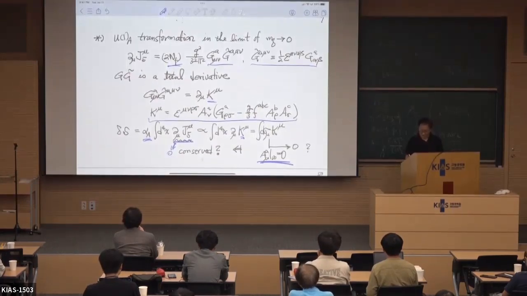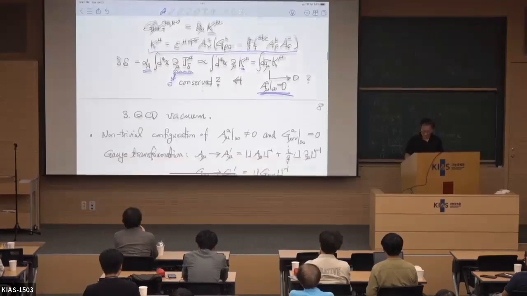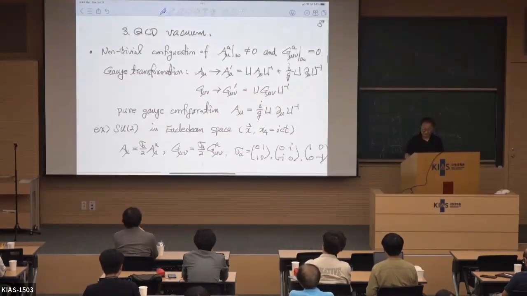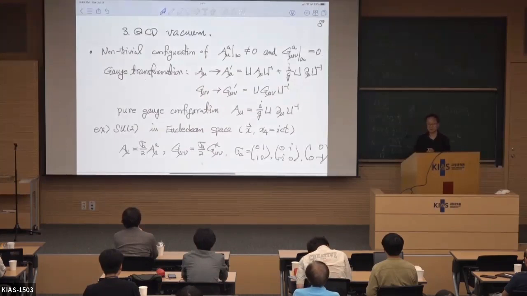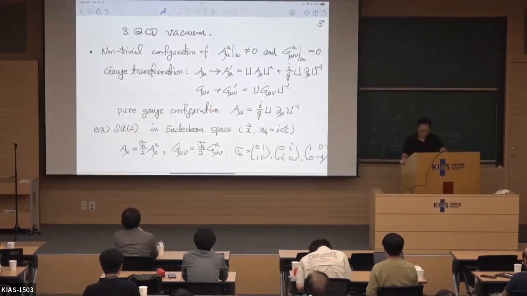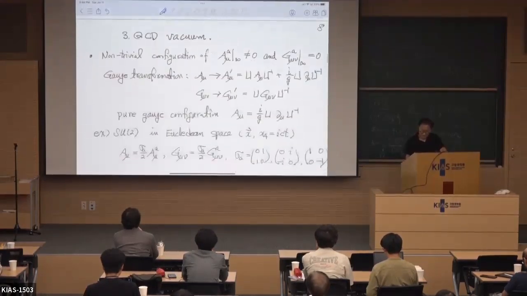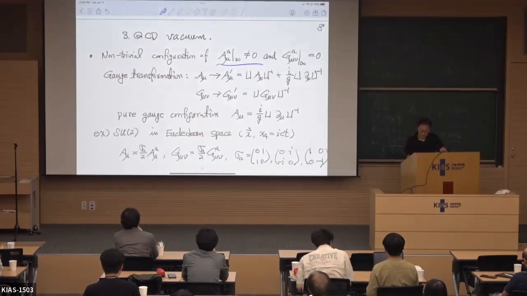So this question was solved by understanding that the QCD vacuum should be non-trivial. 't Hooft actually realized this. So the story goes as follows. At the infinity boundary, instead of a trivial boundary condition like this, we can take a non-vanishing gauge field configuration. Even though this is non-vanishing, of course, the field strength should vanish.